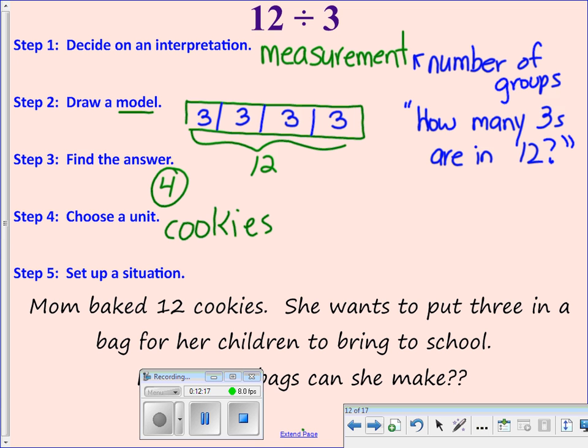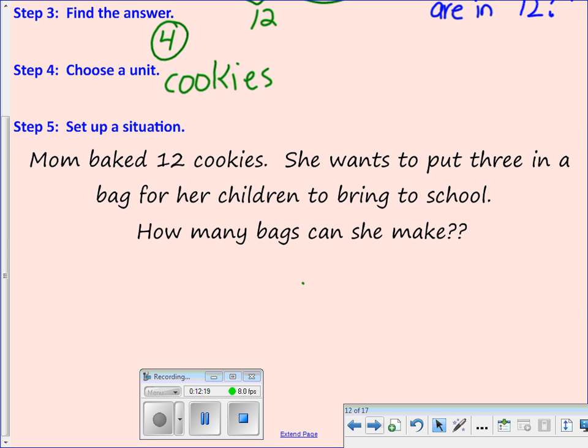And here was the situation. Mom baked 12 cookies. Right there, first sentence. Our quantity or our dividend. Write that down. Second sentence, she wants to put 3 in a bag for her children to bring to school. So second sentence gives us our groups.